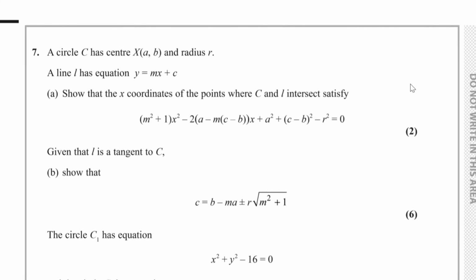For part B of the question, given that L is a tangent to C, we have to show that c equals b minus ma plus minus r multiplied by the square root of m squared plus 1. Well, here we would have to use the discriminant.